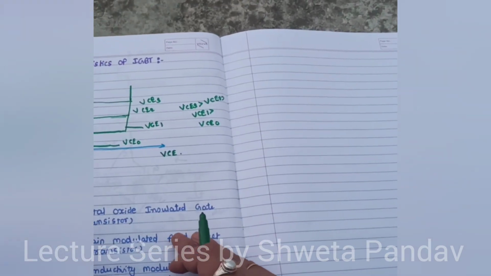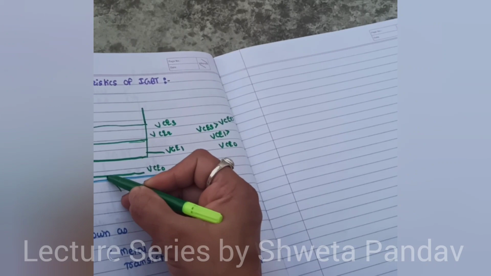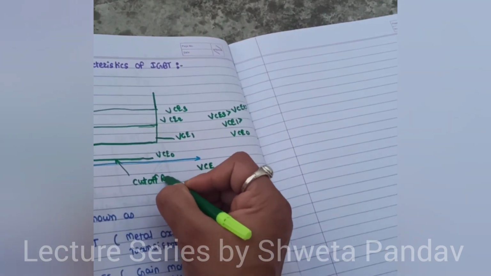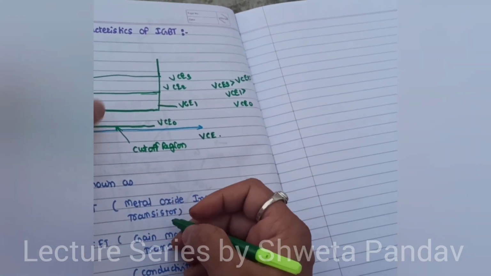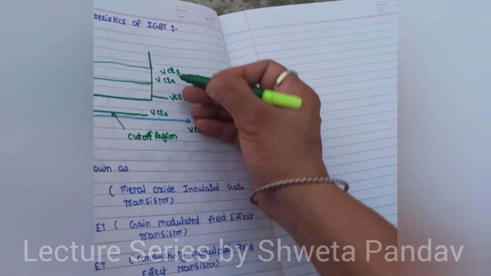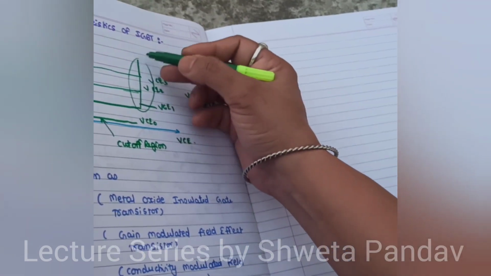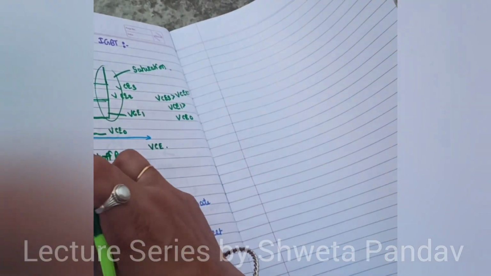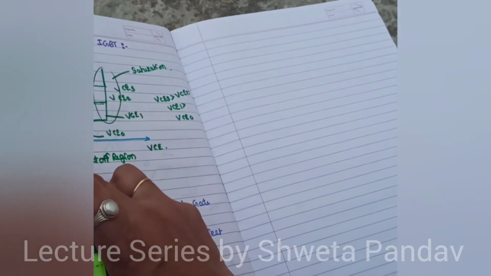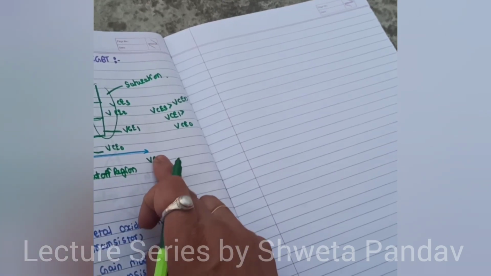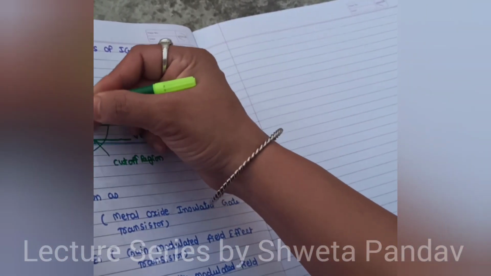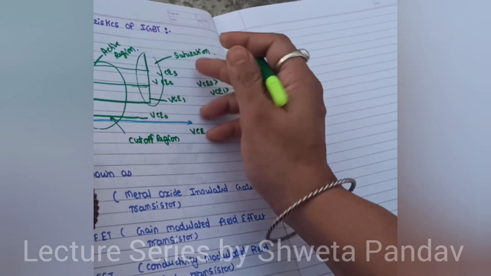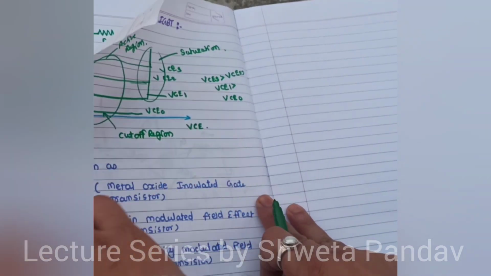and then it increases sharply. The region where the current is very low is called the cut-off region. In this region the current remains constant, so this is called the saturation region of operation, and from here to here the current increases as the voltage increases. This zone is called the active region. So this is what is called the output characteristic of the IGBT.